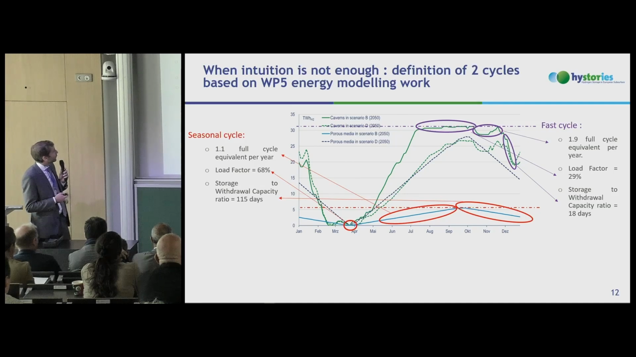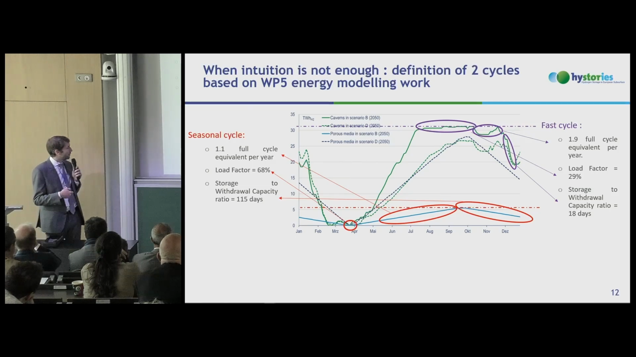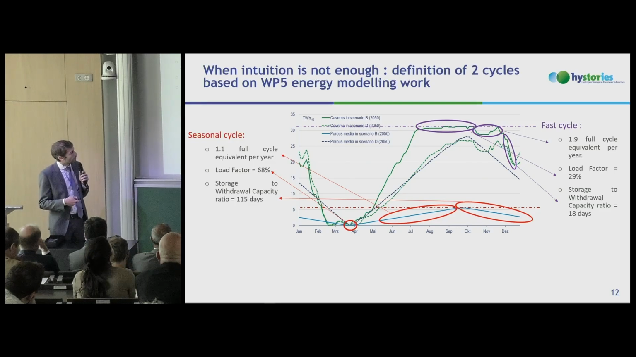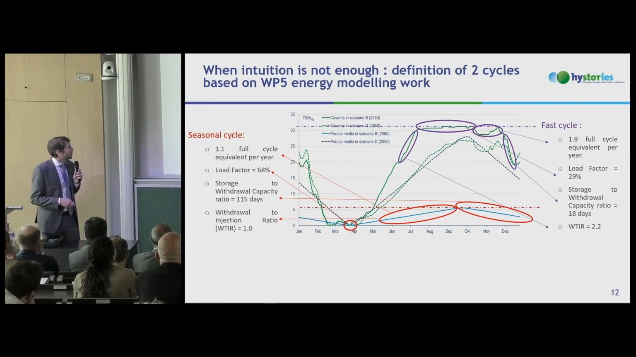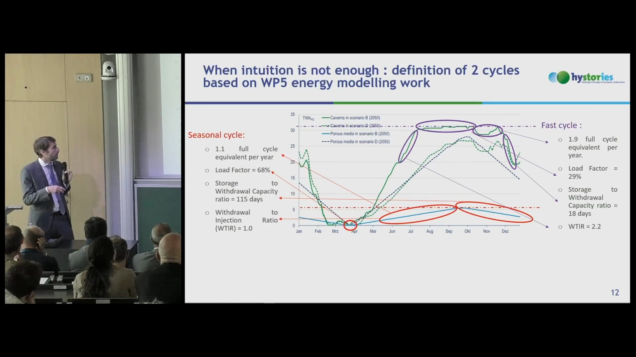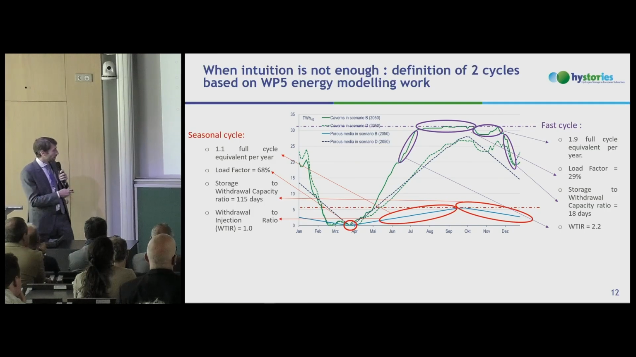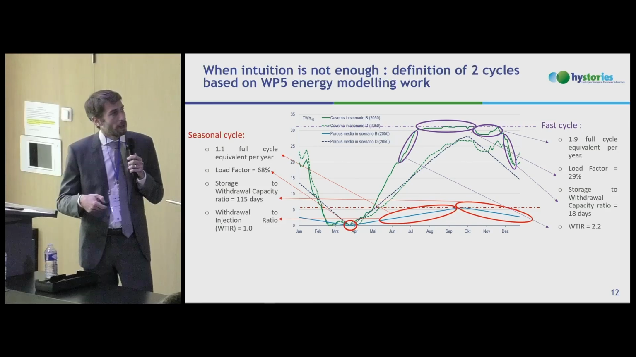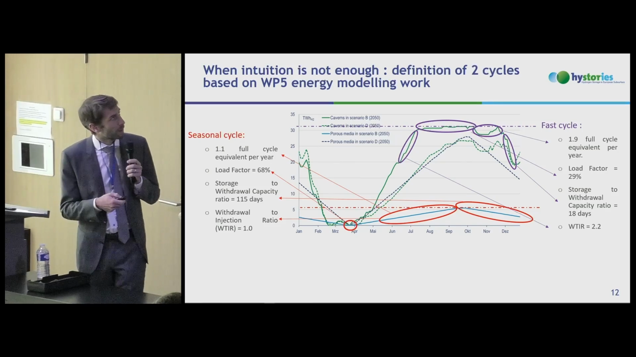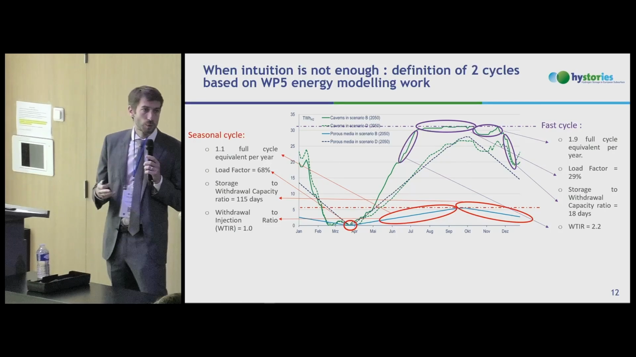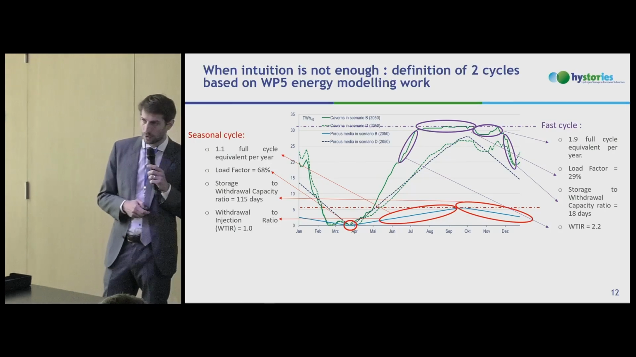So here we define this seasonal cycle with a withdrawal capacity of 115 days, and here a withdrawal capacity of 18 days only, a fast cycle. We also introduced a ratio between the withdrawal capacity and the injection capacity, and we found a ratio of 1 for the seasonal cycle, same slope here and here, and of 2 for fast cycles. So you can withdraw at a flow rate that is twice your injection capacity.